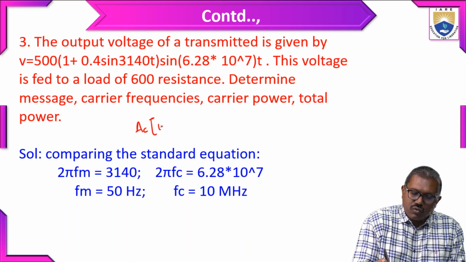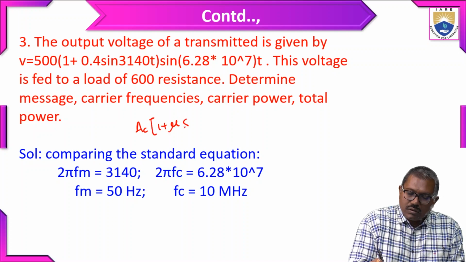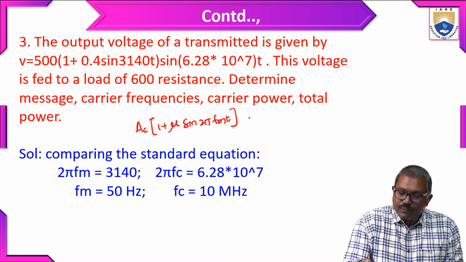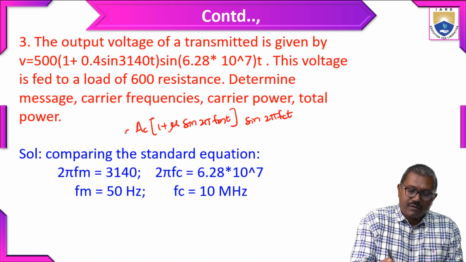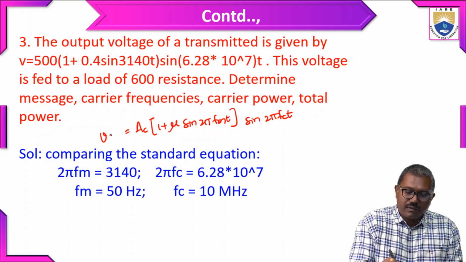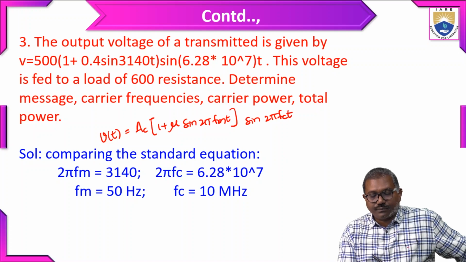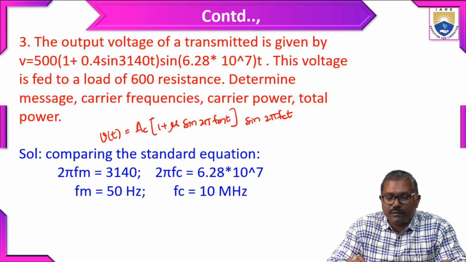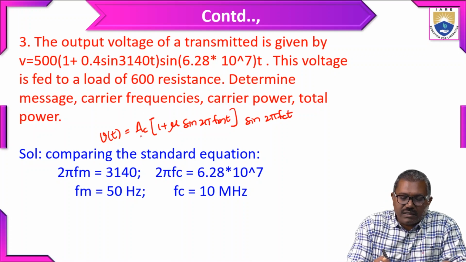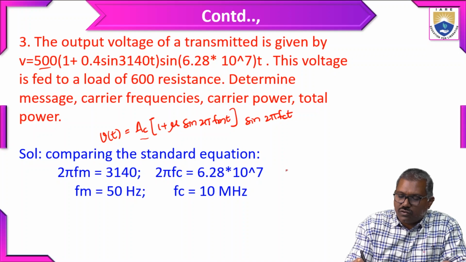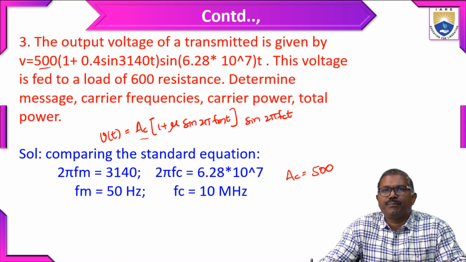Ac into 1 plus mu sine 2 pi fm t, into sine 2 pi fc t. So here the given V, or V of t, whatever. This is my standard equation. Here I am going to compare it with the above equation. So here you can see Ac is given as 500 volts. So Ac is 500.